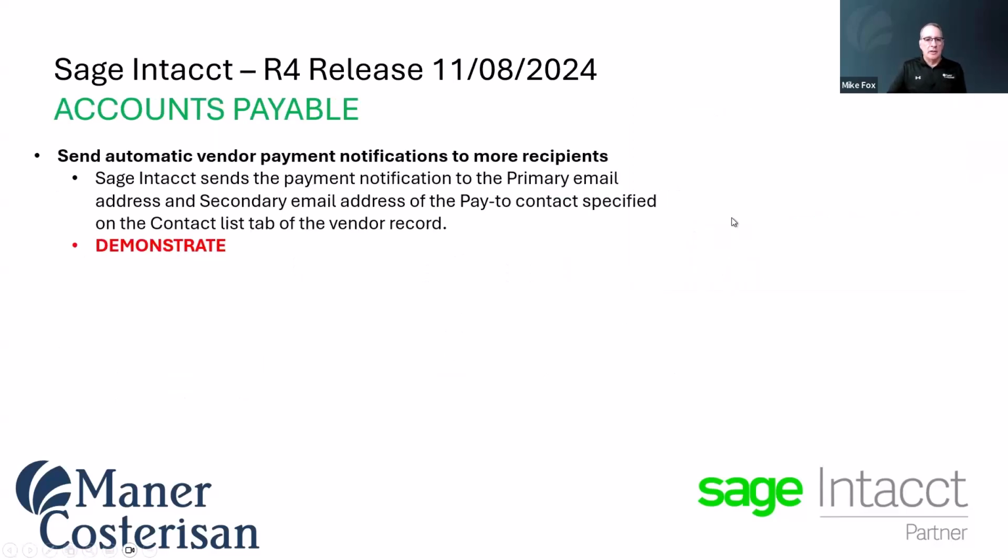All right, in accounts payable, this is something that a lot of people have wanted. Intacct's getting us part of the way there, but not as far as we would like it to go. When you send automatic payment vendor payment notifications right now, it's just sending it to the primary email address. But now Intacct allows you to send it also to the secondary email address. So I'm going to show you what that looks like.